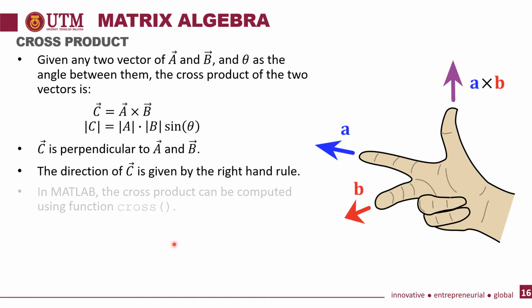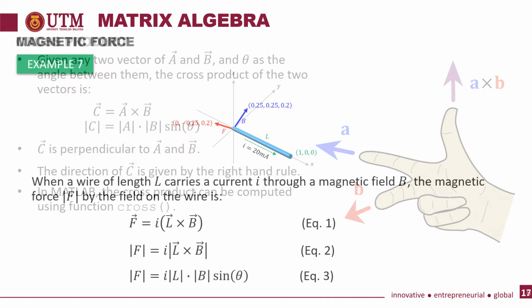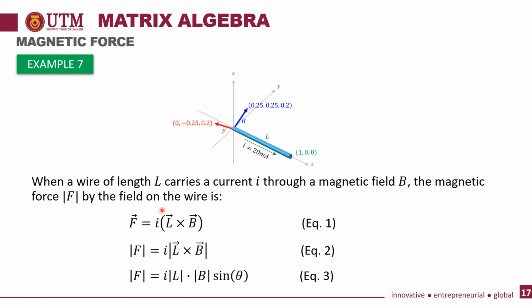Alright? Okay, so in MATLAB, when you want to compute a cross product, you need to use a function called cross. Alright, so let's take a look at example number 7. This is actually a part of the EMT subject. When a wire of length L carries a current I through a magnetic field B, the magnetic force F by the field on the wire is defined as F equals I, which is the current, multiplied by L cross B. L and B are actually vectors.